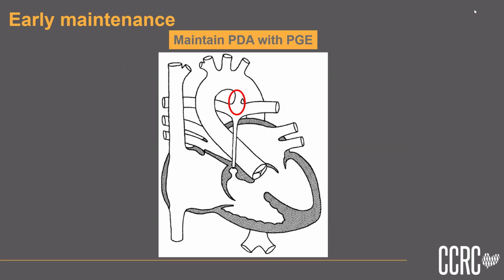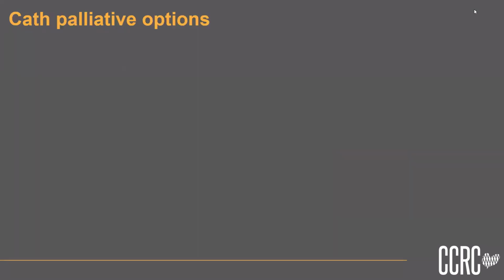And then, as Sharon said, we usually maintain this. We want to keep that duct open. And the main way to do that right off the bat is with prostaglandins. And of course, most folks wouldn't recommend doing that forever. So we have these different palliative options, right?